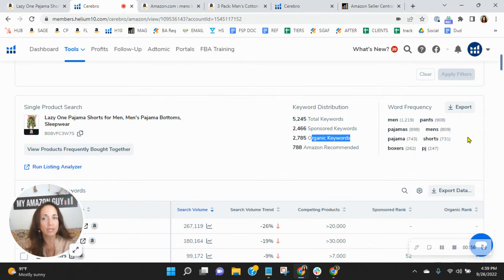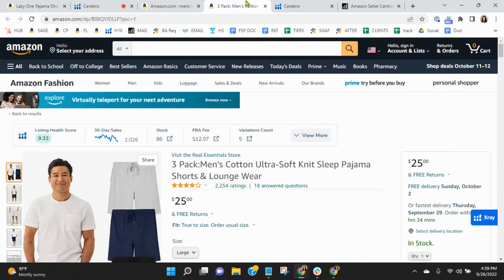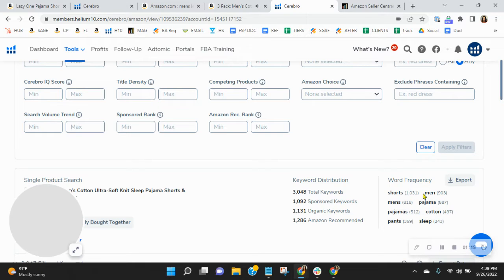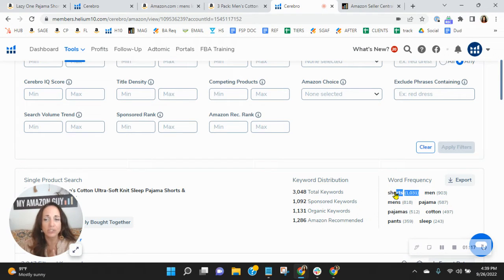But what I was saying about the frequency of the word shorts, look at this. You've got the word shorts 731 times in your back-end search terms, your organics, and all of the ways that you can harvest organic keywords on your listing. What's really interesting is watch this. As we pull up this listing with Real Essentials, look at this. Shorts. They've got it over 1,000 times in their listing. This frequency is driving a lot of things for them.